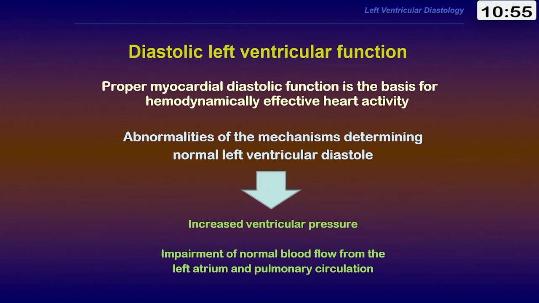So first of all, we can say that proper myocardial diastolic function is the basis for a hemodynamically effective heart. Any abnormality of the mechanisms determining normal left ventricular diastole will result in the cornerstone, which is increased ventricular pressure. I talk here about the left ventricular end diastolic pressure. And of course, we have some impairment of normal blood flow from the left atrium into the pulmonary circulation.